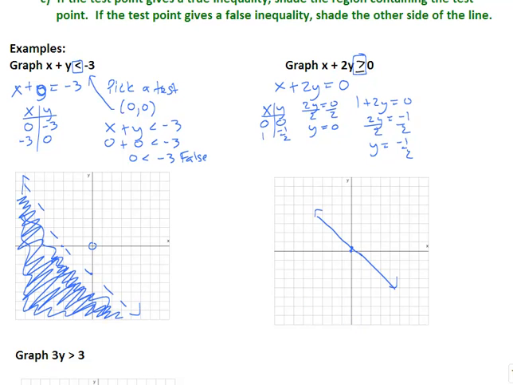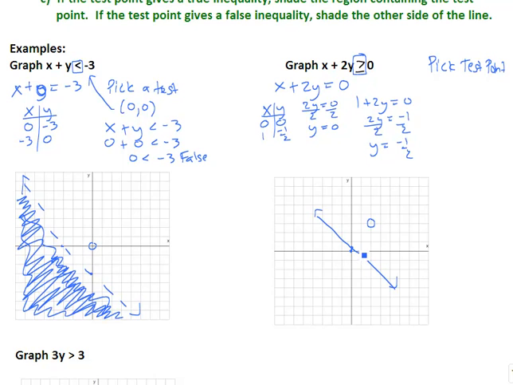And normally, as we said before, you want to try to use the origin if you can, but in this case the origin was a point on my line, so I can't use that as my test point. So we have to pick a different test point, and anything will work as long as it's not on the line. So for example, let's say I wanted to pick this point right here.